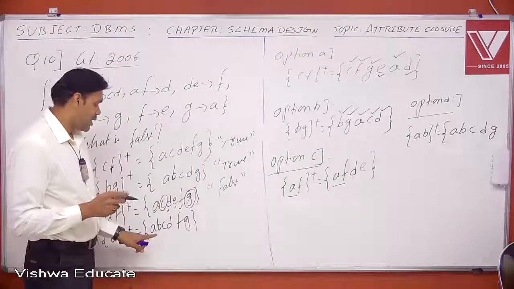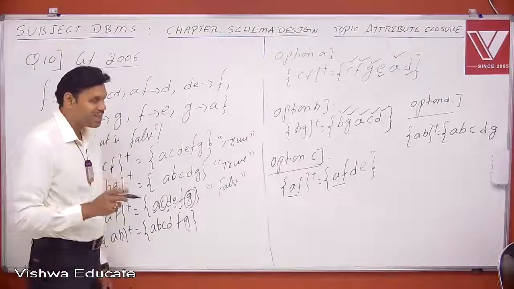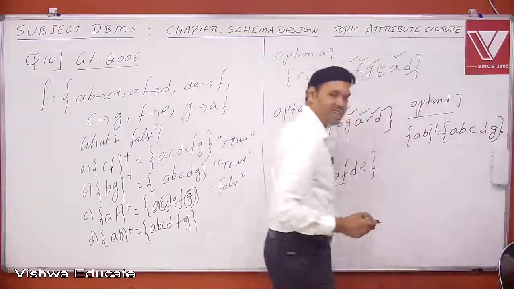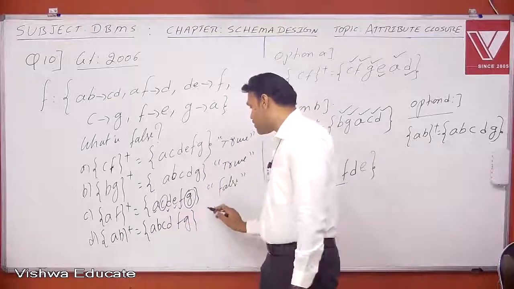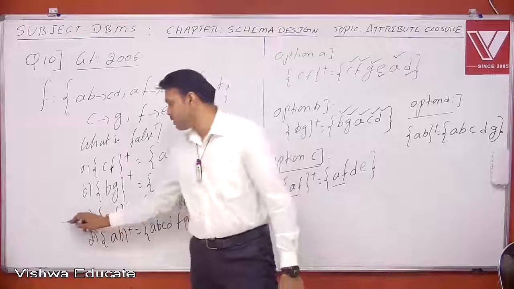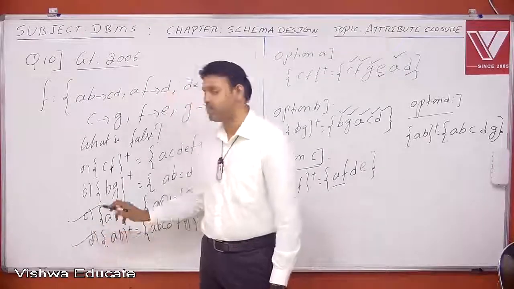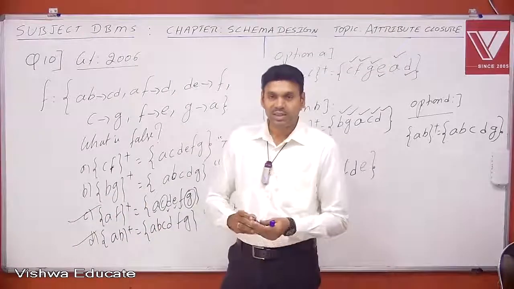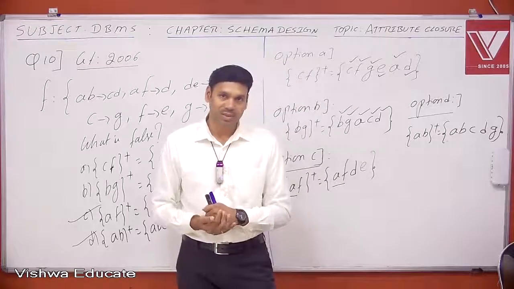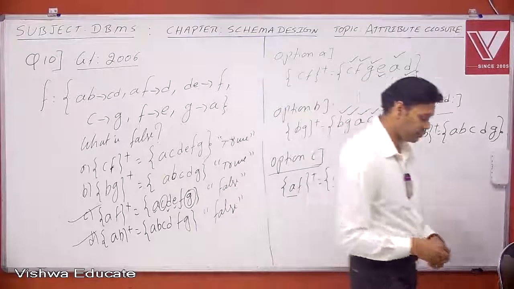So your answer is what? A, B, C, D, F, G. But what is the answer you get? A, B, C, D, G. So therefore, this is also what? False. So what are false? C is false and D is false. This is how you have to do the concept of attribute closures. Right? Copy.